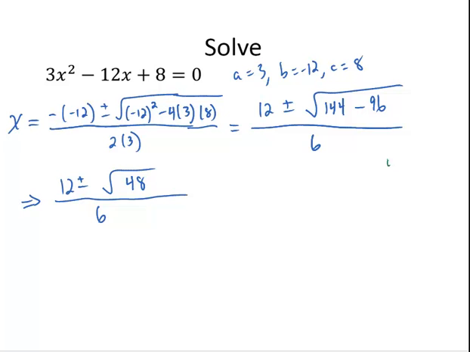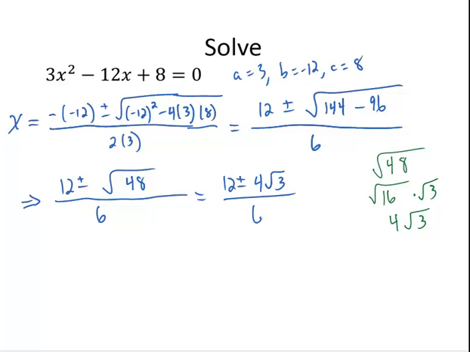Noticing that 48, the square root of 48, well, 48 is 16 times 3, and so that would be 4 times the square root of 3. So we now have 12 plus or minus 4 times the square root of 3 over 6. Now from here, notice that all three of the terms, the 12, the 4 times the square root of 3, and the 6 are all divisible by 2.